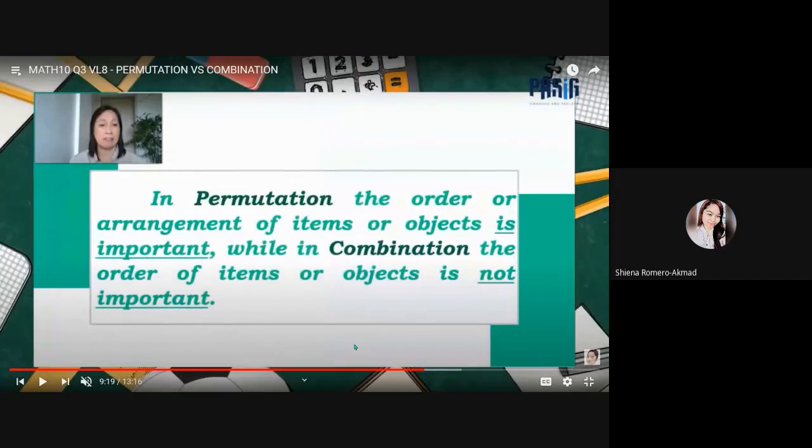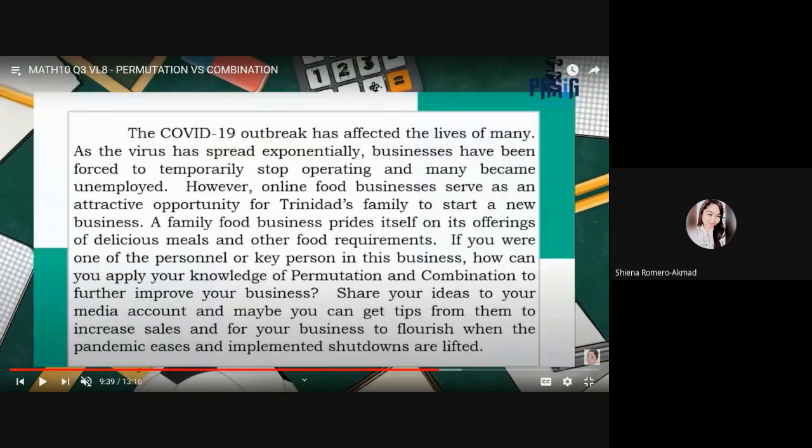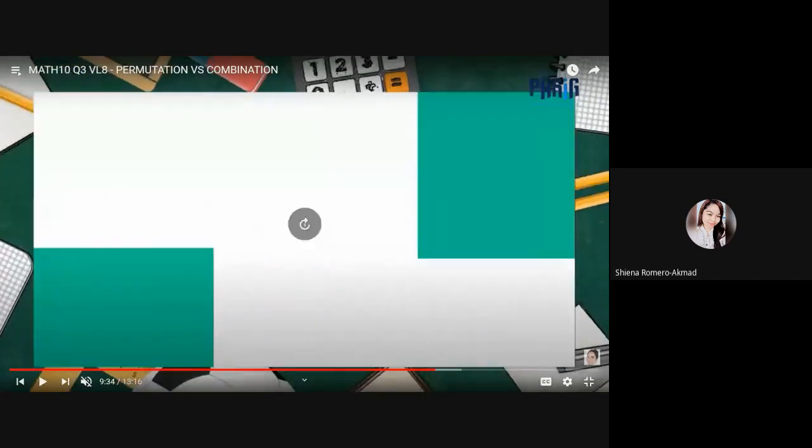So what I want you to remember is that in permutation, the order or arrangement of items or objects is important, while in combination, the order of the items or objects is not important. Malinaw ba to? Malinaw po itong naka-flash sa screen. Okay. Next.